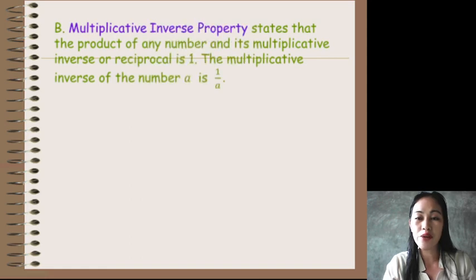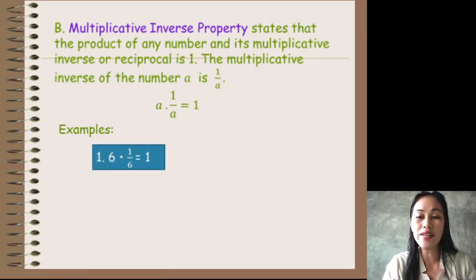Next is for multiplicative inverse property. It states that the product of any number and its multiplicative inverse or reciprocal is 1. The multiplicative inverse of the number A is 1 over A. So we have A times 1 over A is equal to 1. So take a look at these examples. Number 1, 6 times 1 over 6 is equal to 1. So 6 times 1 is 6. 6 divided by 6 is 1.